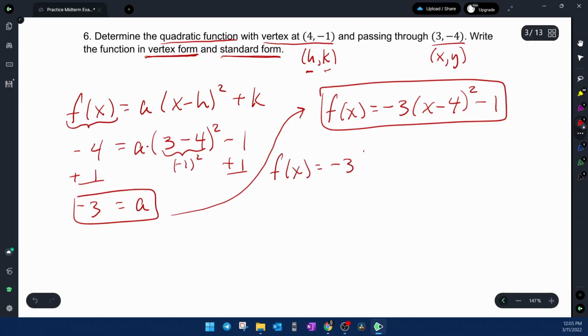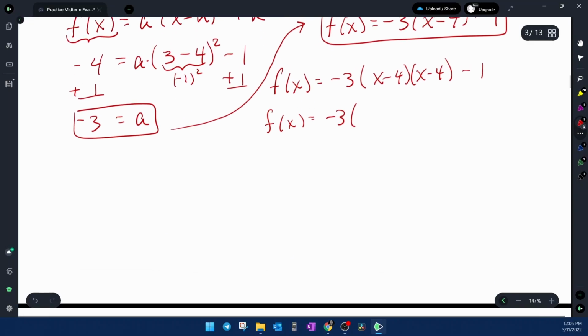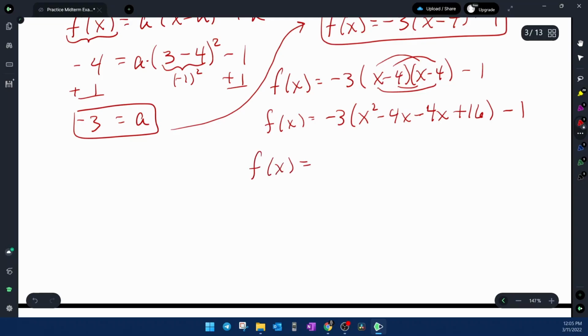So we're going to have negative 3 times (x minus 4) squared, which means we're going to need to FOIL it. So the negative 3 comes down, and then we need to FOIL. X times x, x squared; x times negative 4, negative 4x; another negative 4x. And last but not least, we have a plus 16 minus 1. And then I'm going to distribute the negative 3 and combine like terms all at one time.